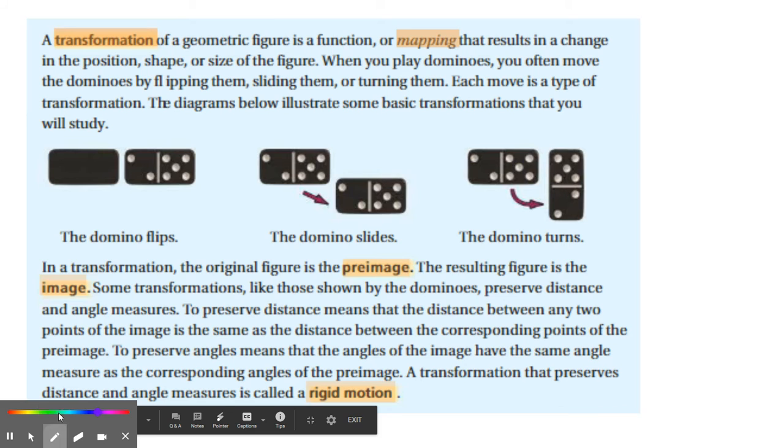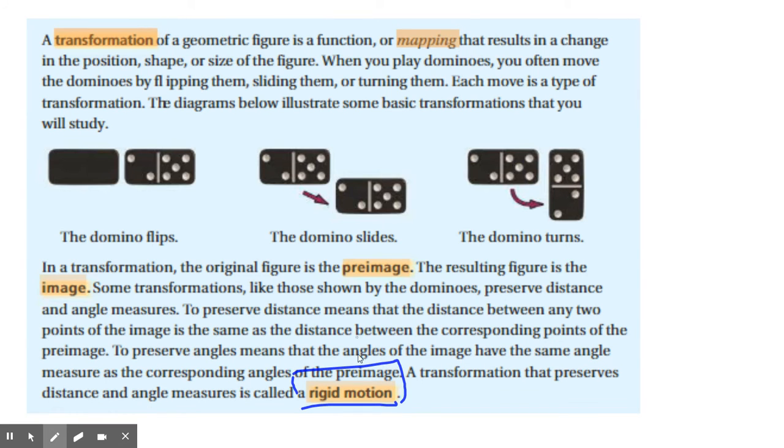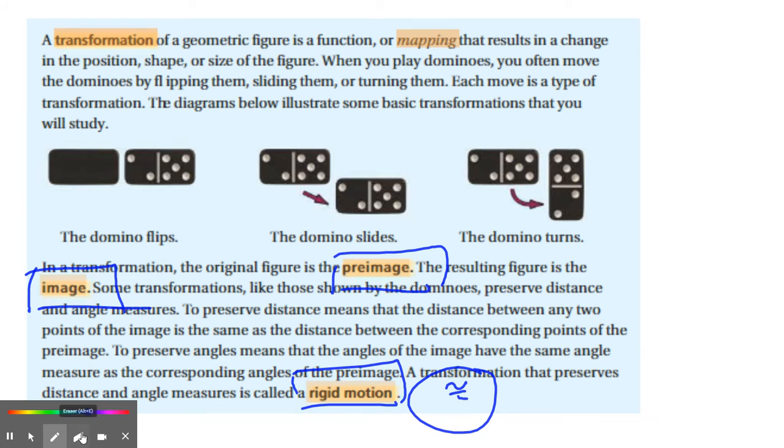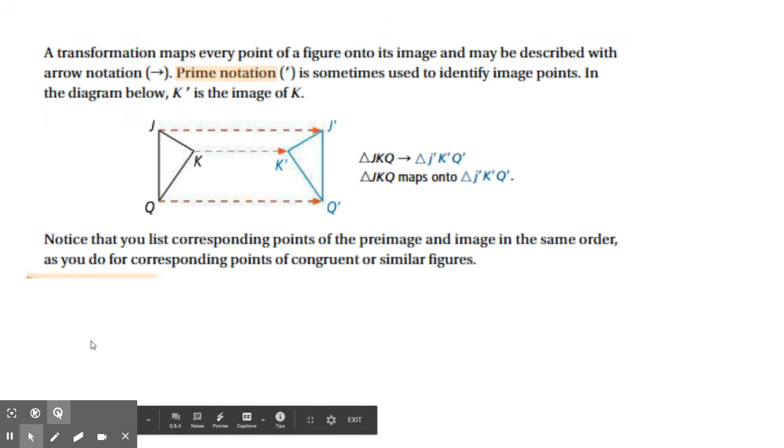Okay, chapter 9, we're getting into our transformations. So the first talk was on rigid motions. Remember that rigid motions keep your figures congruent because they preserve angle measure and they preserve distance. Now, the first image is called the pre-image. The second one is called the image. So remember that if they use that.